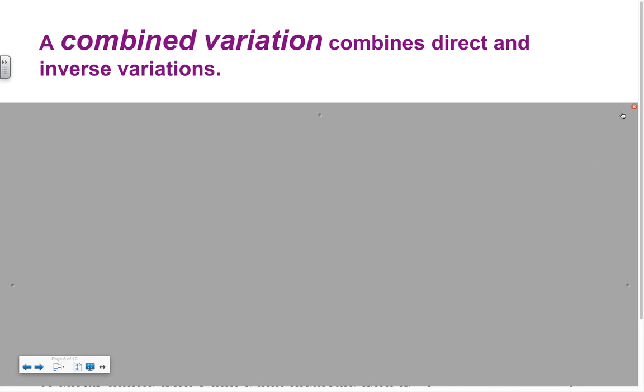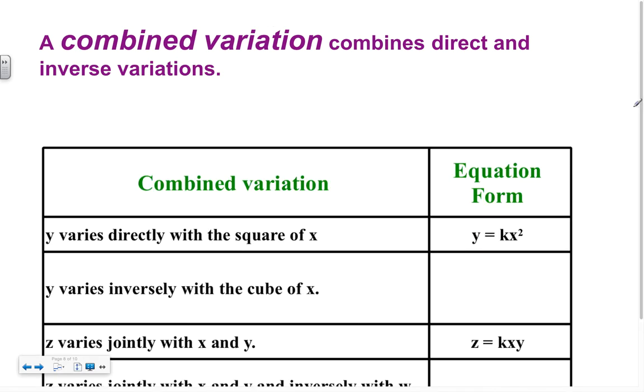Okay, so if we take a look at combined variation now, we're looking at the wording of it, and then how it will be written as an equation. So if we look here, it says y varies directly. We know that directly means to multiply, and we can think of the directly equation as y equals kx. So directly we think of multiplying with the square of x. The square of x just means x squared. So we get y equals kx squared.